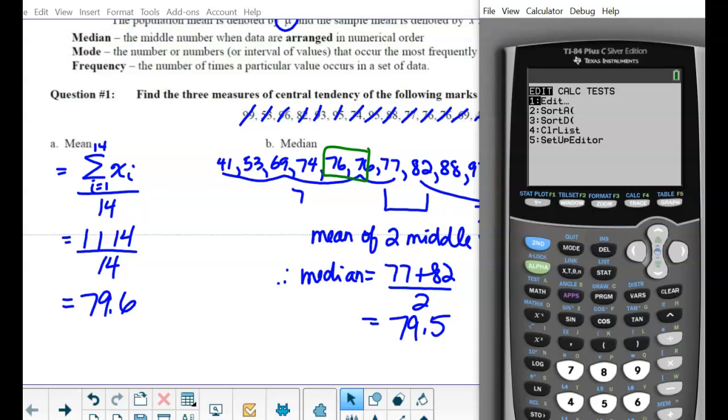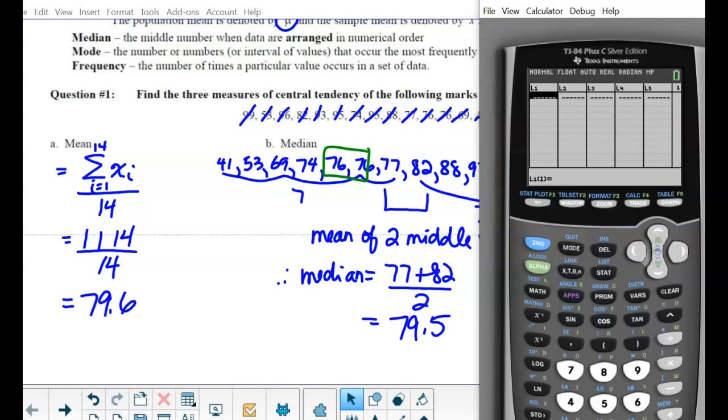A list, so edit, and you'll see a whole bunch of lists, L1, L2, L3. Probably you have nothing in them. Let's say I have these in here. I want to clear those off. You can go back individually onto a value, press clear, enter, delete, enter, and it goes away.